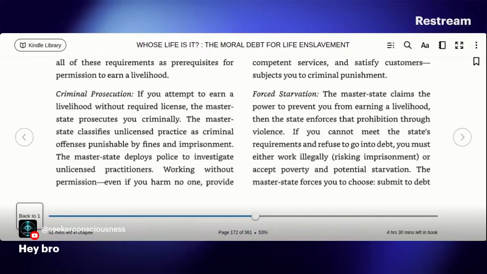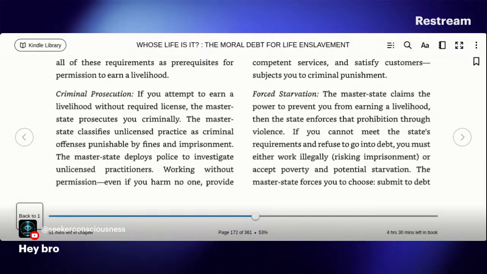The master state classifies unlicensed practice as criminal offenses punishable by fine and imprisonment. The master state deploys police to investigate unlicensed practitioners. Working without permission, even if you harm no one, provide competent services and satisfy customers, subjects you to criminal punishment. The master state claims the power to prevent you from earning a livelihood, then enforces that prohibition through violence. If you cannot meet the state's requirements and refuse to go into debt, you must either work illegally, risking imprisonment, or accept poverty and potential starvation.